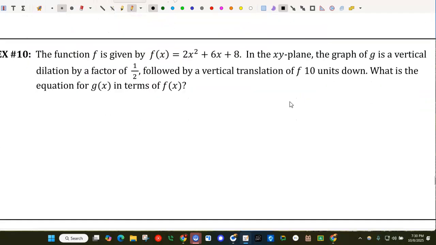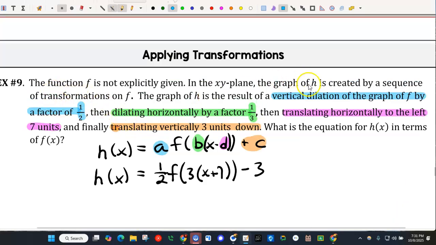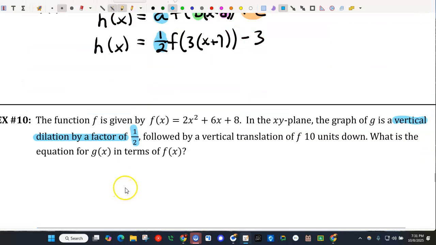So let's move down to here, number 10. So we have a function, and they actually give us an equation this time. Okay, so we have an equation, and we're going to do some more transformations here, just like we just did. It looks like there's only 2 of them. So let's figure out what they are first. So we're going to do a vertical dilation, factor of 1/2, right? So very similar to what we just did here. We did a vertical dilation of factor of 1/2. So we already kind of know what that's going to look like.